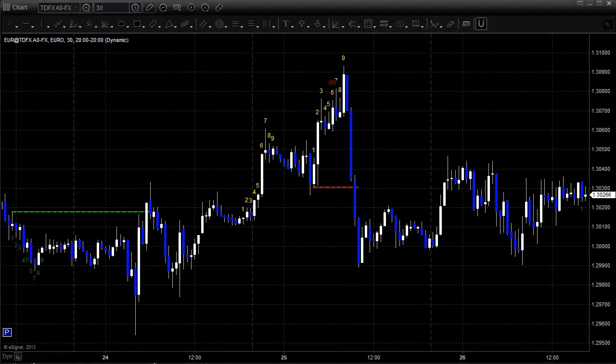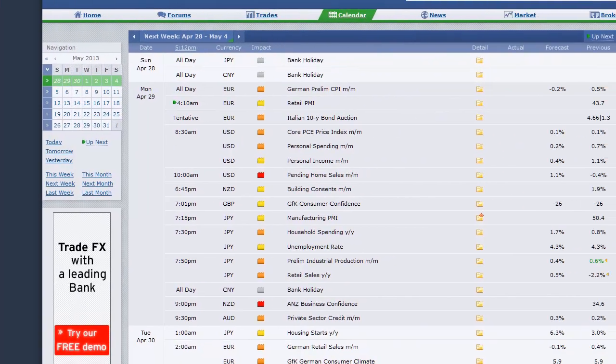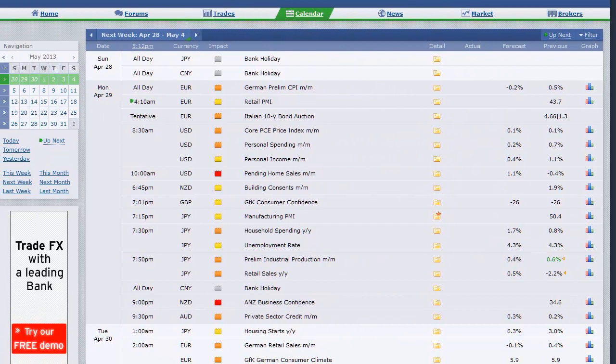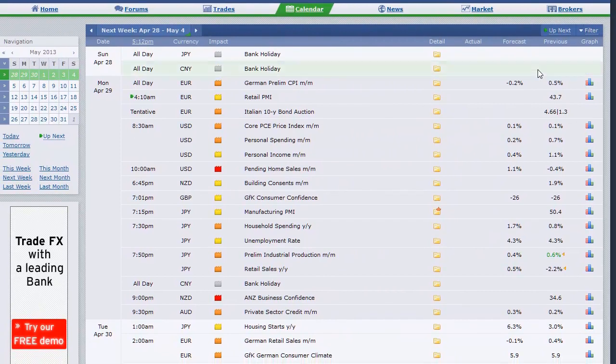So given that we don't have too much to say from a technical perspective on the markets, let's go ahead and jump in and do what we usually do, which is to look at the economic data coming out in the week ahead, get you prepared for those, and see what we need to dodge or avoid.